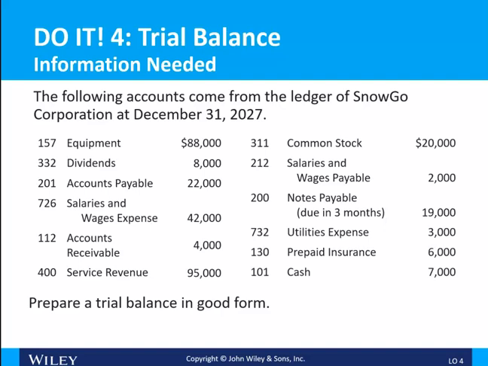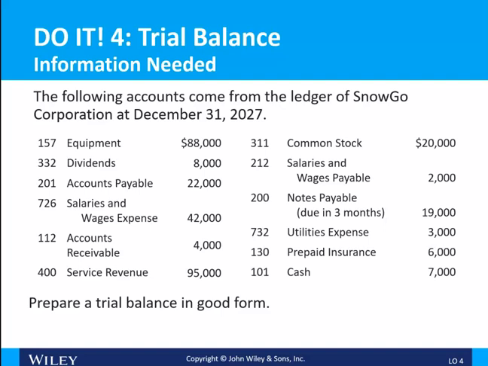Now let's look at how we prepare a trial balance. These are accounts from SnowGo Corporation at December 31st, 2027. So we have the account number, the account name, and the balance. Okay, so we need to prepare a trial balance in good form. The first thing we need to do is look at what the normal balance in each of these accounts is. Since it doesn't specifically state, we assume that it's the normal balance of the account.